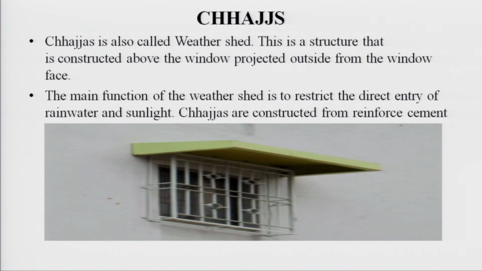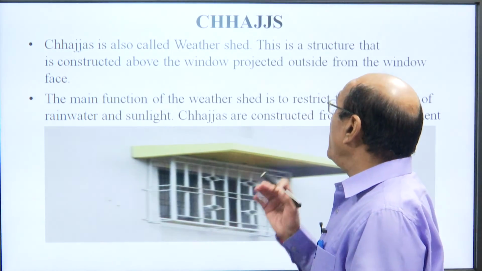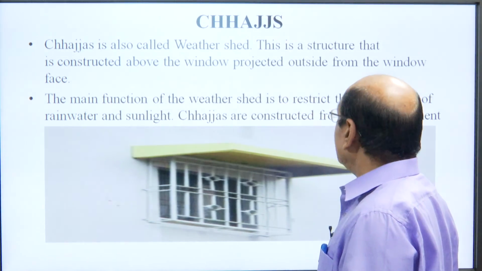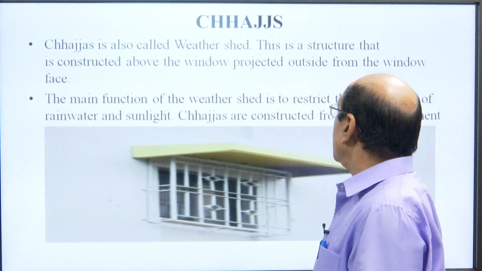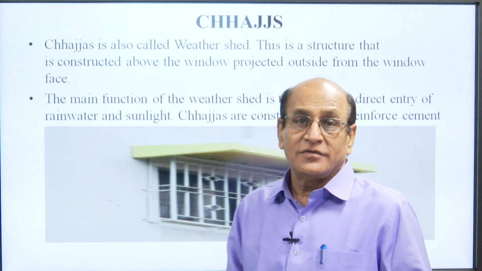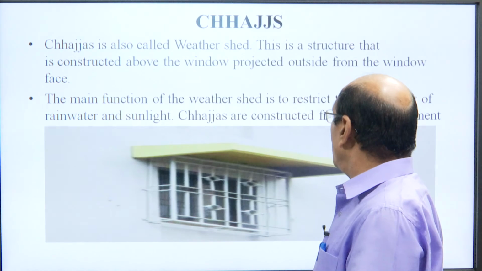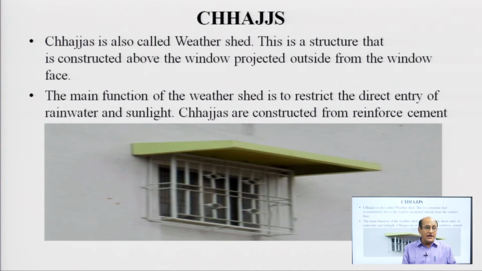Now, come to the chhajja. Chhajja or sunshade. It is also called weather shed, and this is a structure that is constructed above the window, projected outside from the window face. The main function of the weather shed is to restrict the direct entry of rainwater and the sunlight.